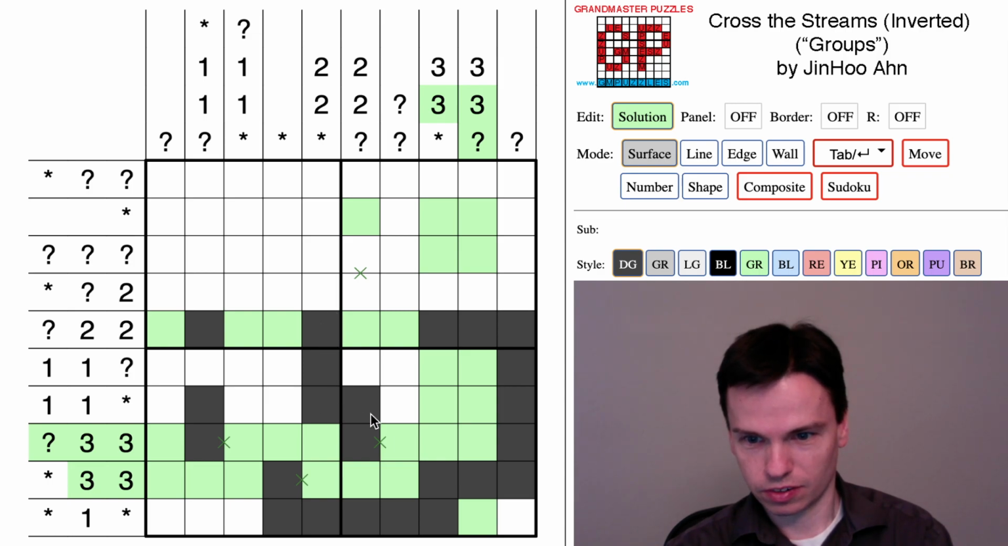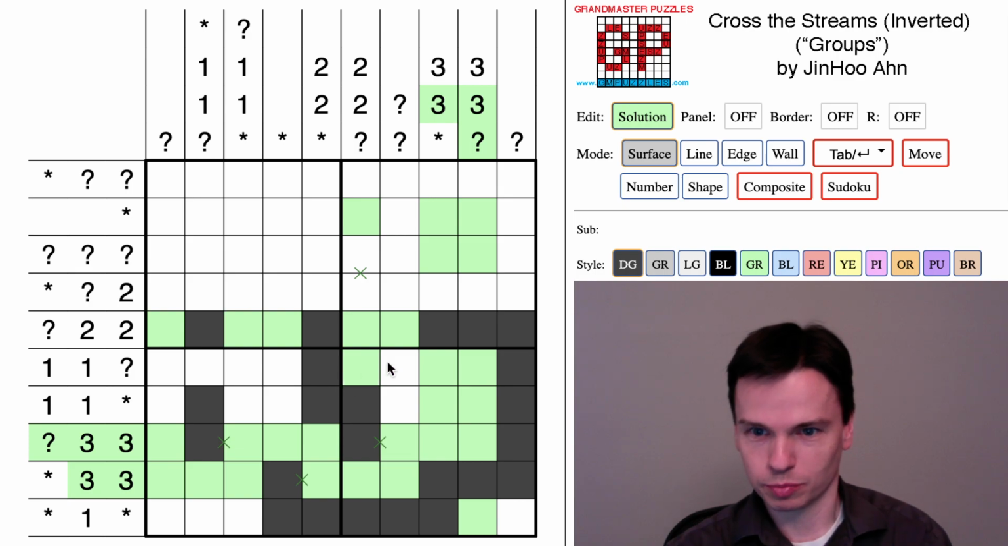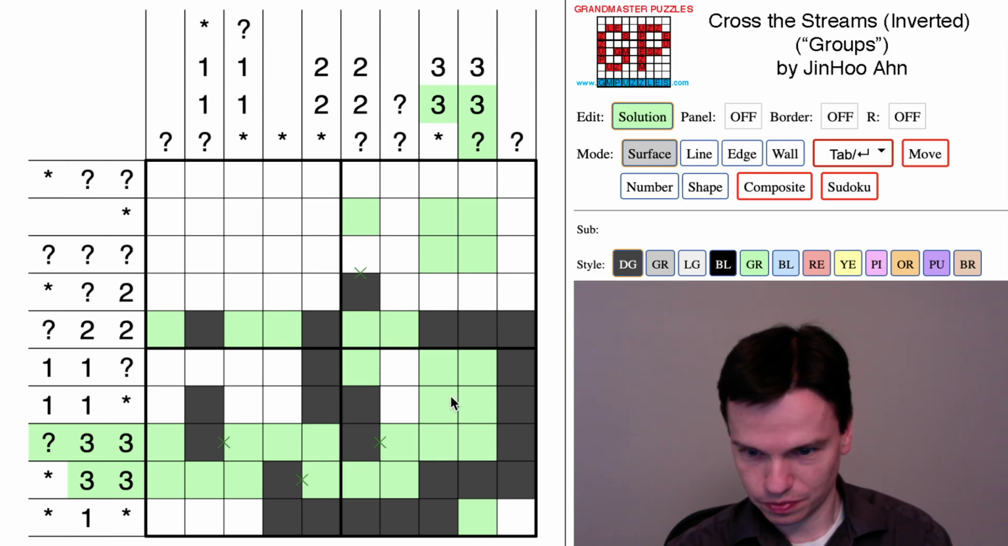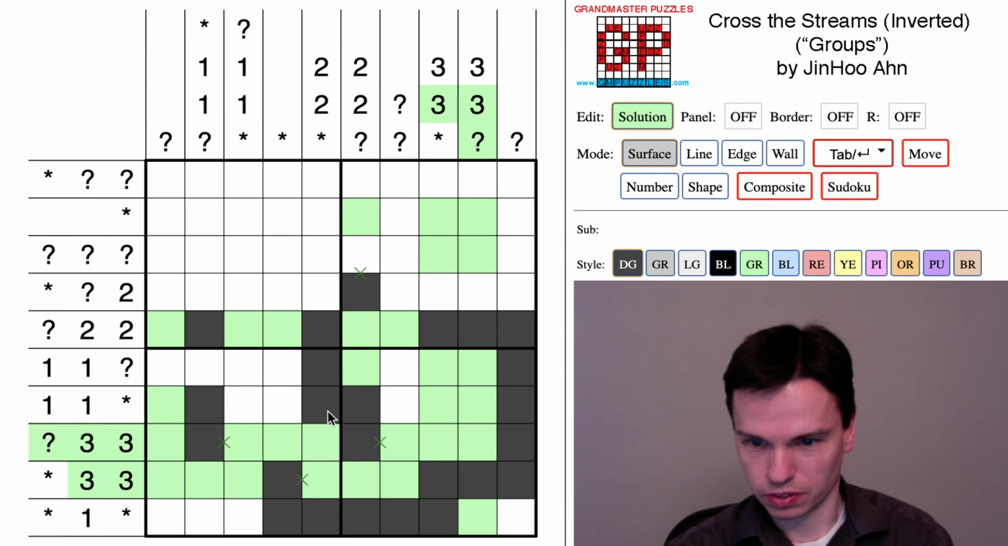Let's not forget, in a cross the streams puzzle, we can't have 4 shaded cells in a 2 by 2 square, so we'll just mark this in, which is logically required, and get a point like this in the grid. This looks pretty good. In some of these rows, like this 7th row, we need to get 2 single 1s into the grid, and this cell has to be marked off for that to be true, and actually because of this column, this also has to be marked off for that to work.